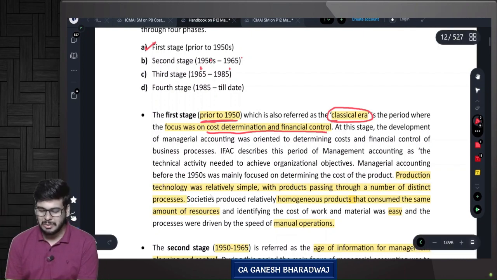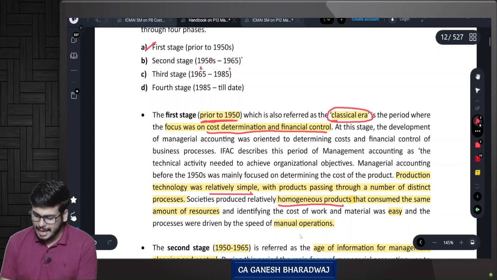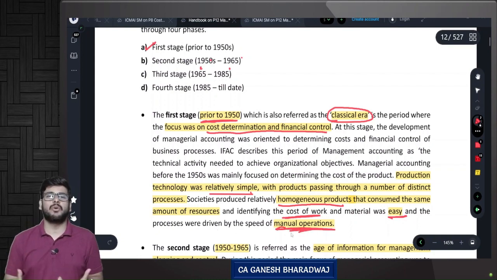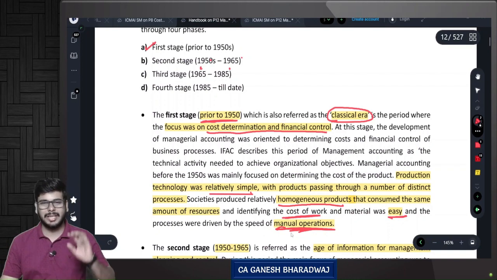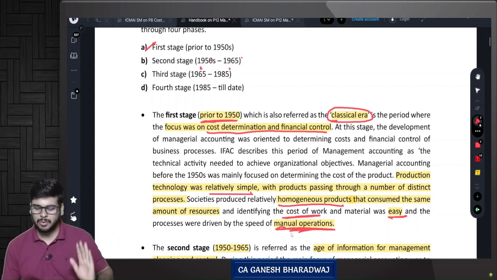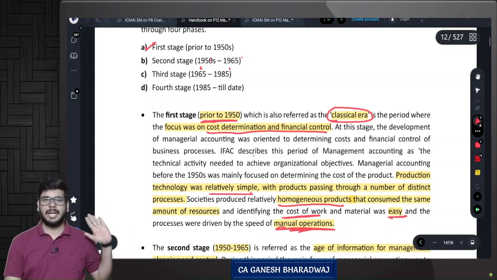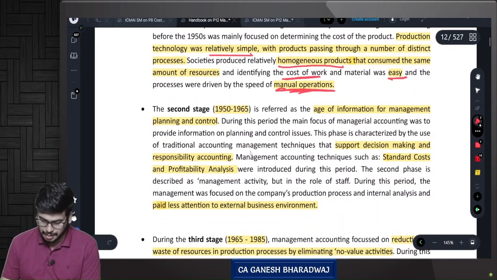Production technology was very simple, with products passing through a number of distinctive processes, and societies produced relatively homogeneous products. Homogeneous means similar products that consumed the same amount of resources, and identifying the cost of the work and material was very easy, and the processes were driven by the speed of manual operations. Labor oriented. Technology itself was not there. So at that point of time, the focus was on cost determination and financial control. That's all you need to remember.